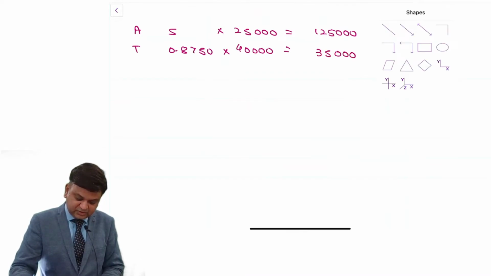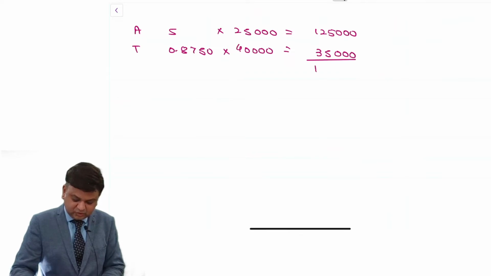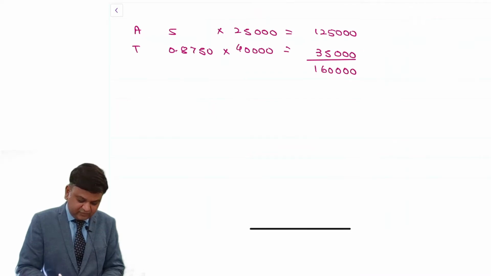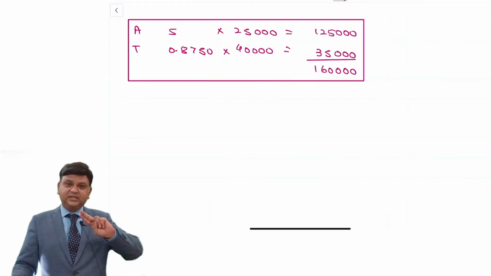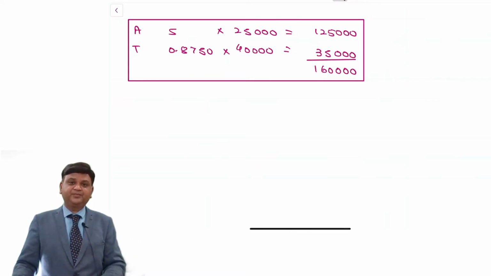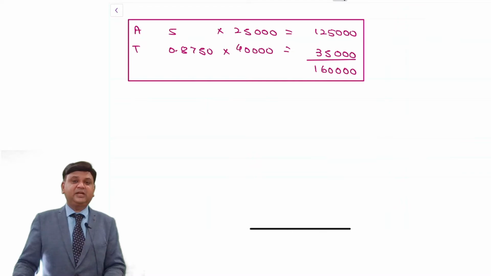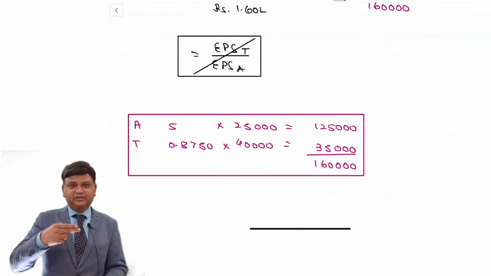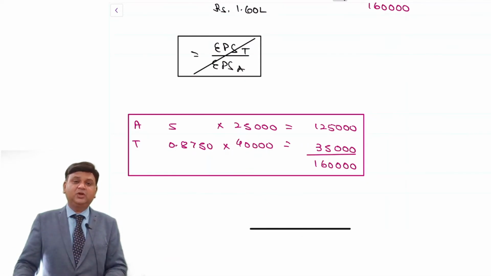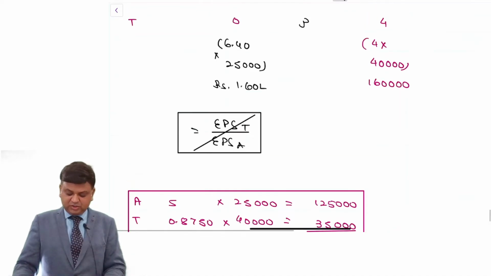So 35,000 plus 1,25,000 comes to 1,60,000. This is the way the earning of the merged entity increases by 1,60,000, and it is bifurcated in this ratio. The acquiring company has a benefit of 1,25,000 and the target company has a benefit of 35,000. This is what we understand. So this is the way we can have the bifurcation of the increase in the earning to both of them.